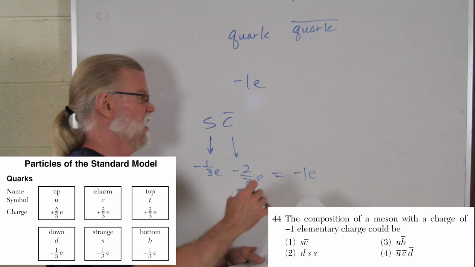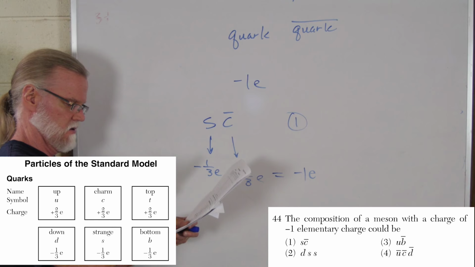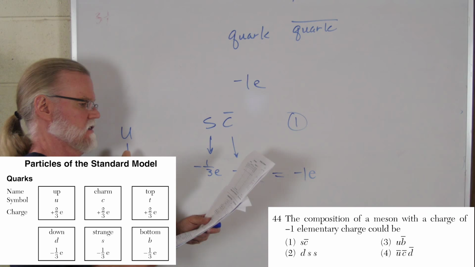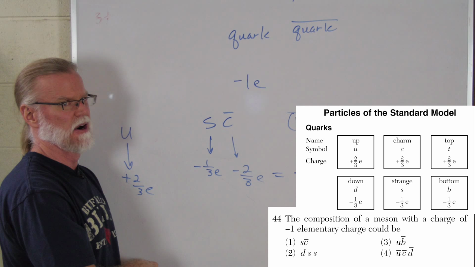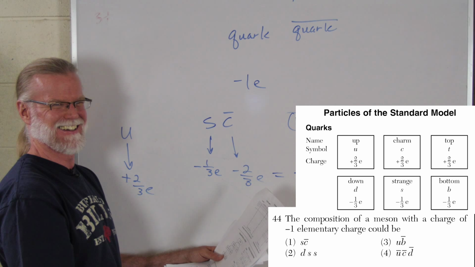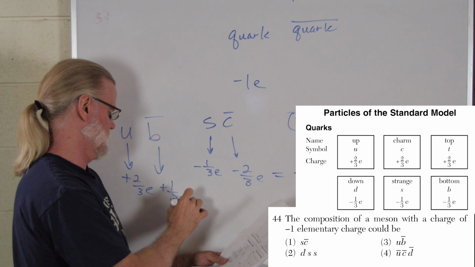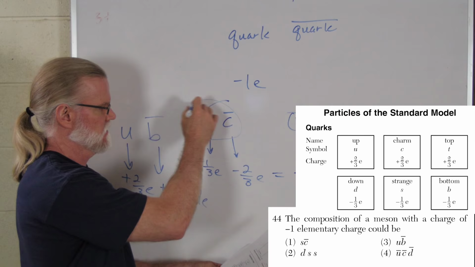Let's see what's wrong with choice three, I mean. An up has a charge of +2/3. Well, already we're heading in the wrong direction. We're positive. I'm positive we're heading in the wrong direction. Anti-bottom is +1/3. All right. So we're looking way too positive. Yeah. Way too positive. So that's the answer right there.